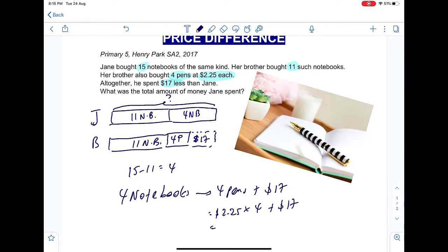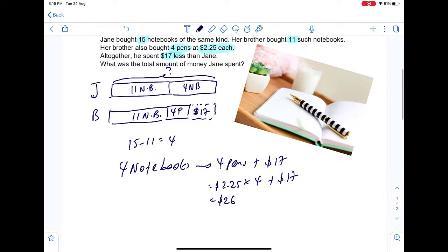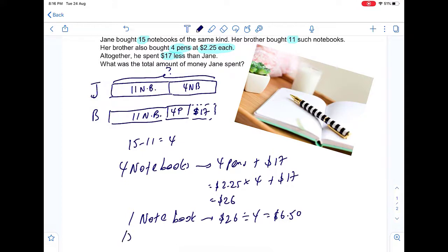So when we do that, we got a calculator for this. 2.25 times 4 plus $17 is $26. That is just for 4 notebooks. But we know Jane bought 15 notebooks. So what's the cost of one notebook? 26 divided by 4 is $6.50. And we proceed to find the cost of 15 notebooks.